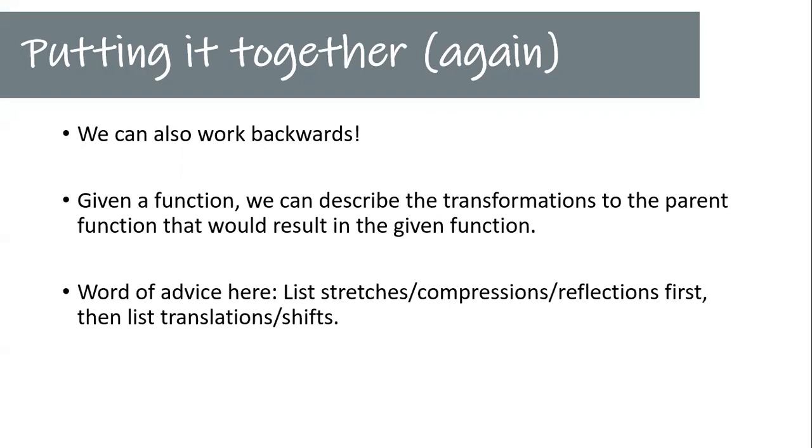Before we dive into the example, this is a very important word of advice. When you're working backwards, it's a good idea to list your stretches, your compressions, and your reflections first. Then list all of your translations and shifts. So do your coefficients out in the front first, and then you list your translations and shifts. Let's look at an example.